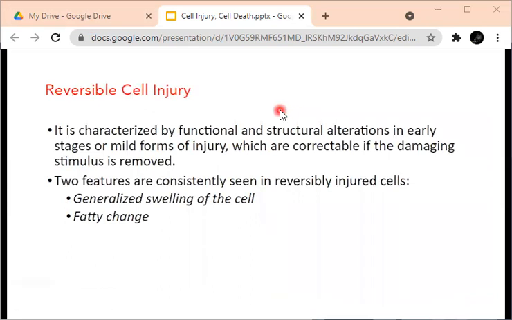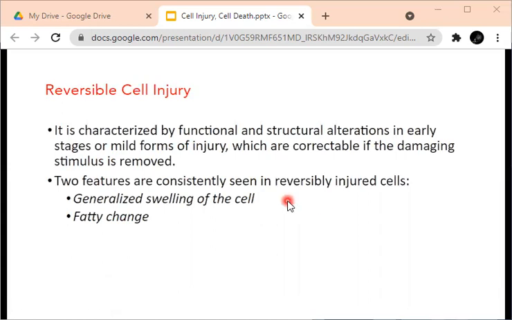As I have said, when the stimulus is abated, the cell can revert back to its normal state. So reversible injury is characterized by functional and structural alterations in early stages or mild forms of injury, which are correctable if the damaging stimulus is removed. Okay? If that stimulus is removed, for example a thorn, right? You got pricked by a thorn, okay? So there is injury in that area or cell. But until the thorn is removed, it will not heal itself, because the stimulus is still there. So until the thorn is taken out, it is correctable if the damaging stimulus, which in our example is the thorn, is removed.